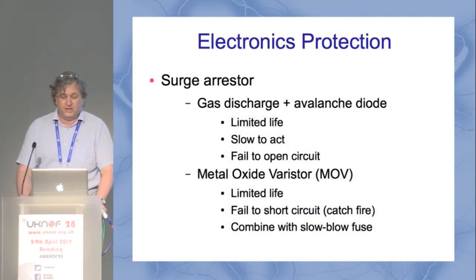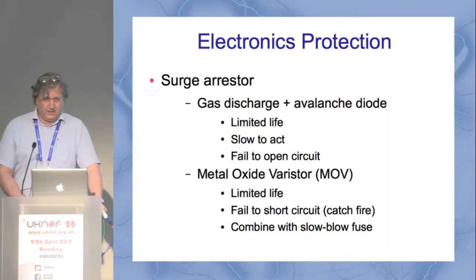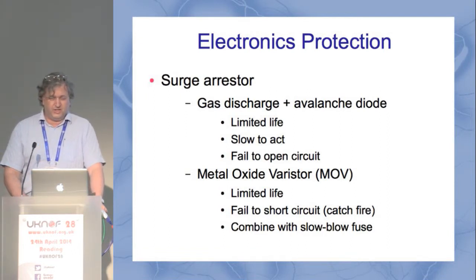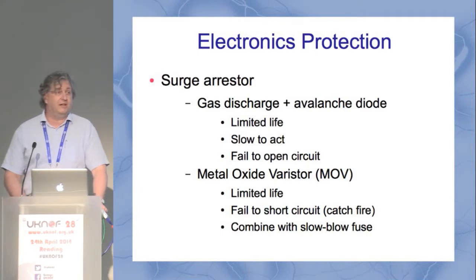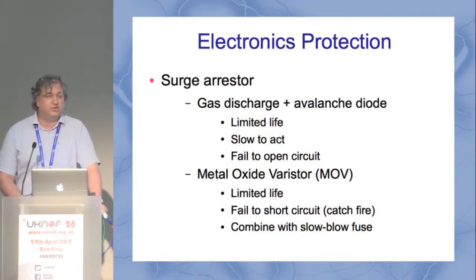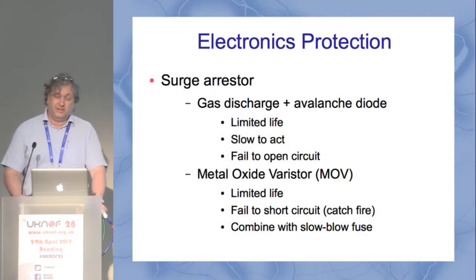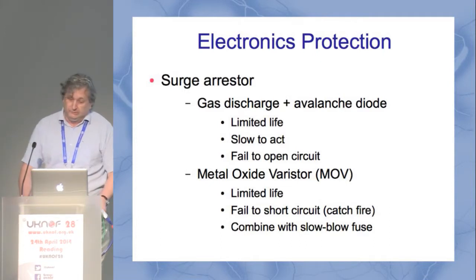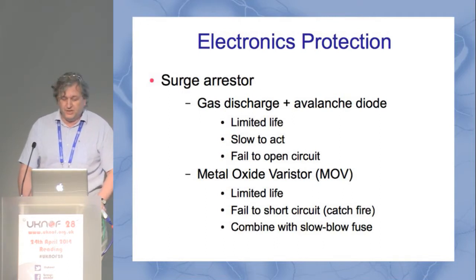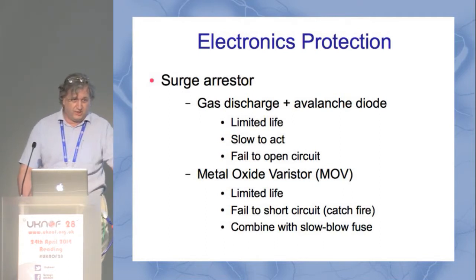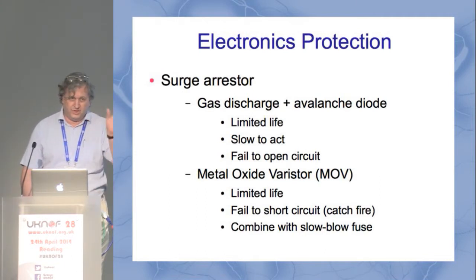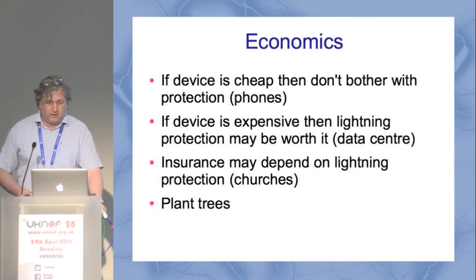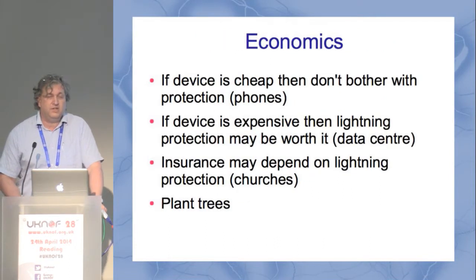The other type of surge arrestor is a metal oxide varistor, which has a non-linear resistance characteristic. As the voltage increases, so the resistance drops markedly. These also have a limited life, and they fail to short circuit, so they catch fire. So at least you know they've failed, but whatever. So they're usually combined with a slow blow fuse. In these surge arresting type distribution boards, it's usually MOVs combined with a slow blow fuse, which then lights up a neon.